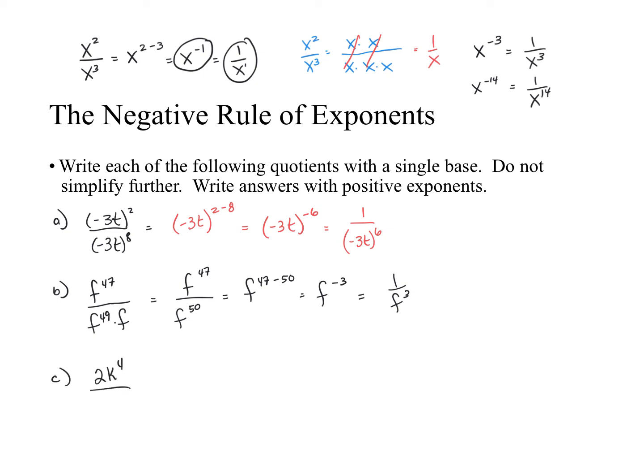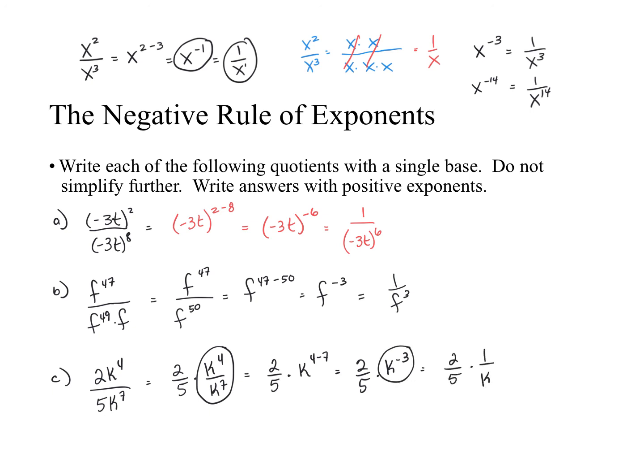Okay, one more example. 2k to the fourth divided by 5k to the seventh. So I'm going to break this apart as 2/5 times k to the fourth divided by k to the seventh. So here I've got a common base of k, so I can take care of that by using the quotient rule. So let's just rewrite 2/5 here. And then k to the fourth divided by k to the seventh using the quotient rule gives me k to the 4 minus 7, which then gives us k to the negative 3. And so then we can rewrite this using the negative rule of exponents as 1 over k to the third.